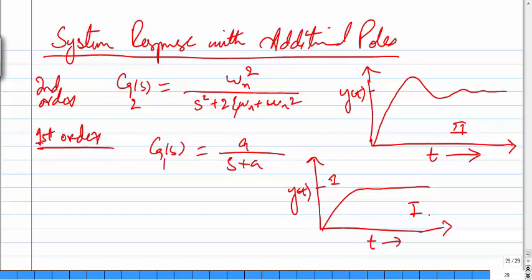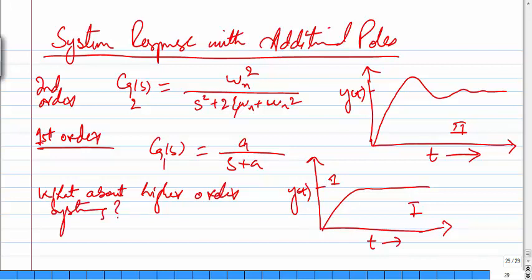So now the question is, what about higher order systems? Or you can say, what about more than second order systems? This is the basic idea that we need to look at. So that's why we discuss what happens if we add some poles in the system.